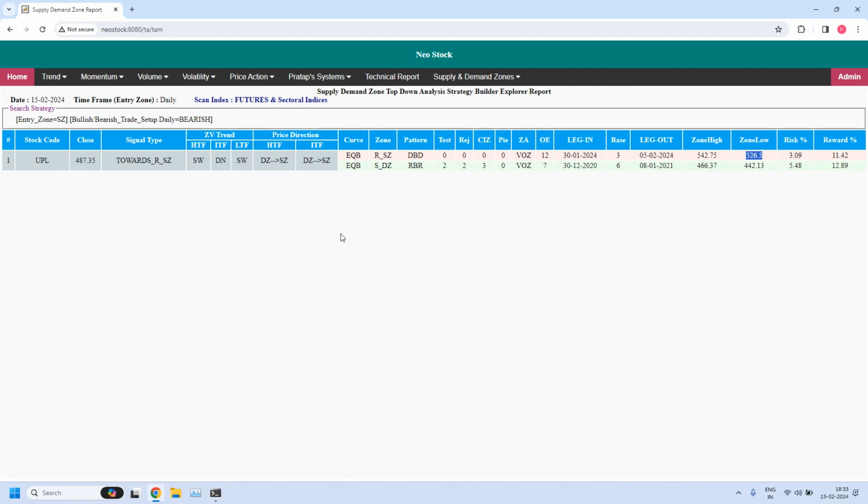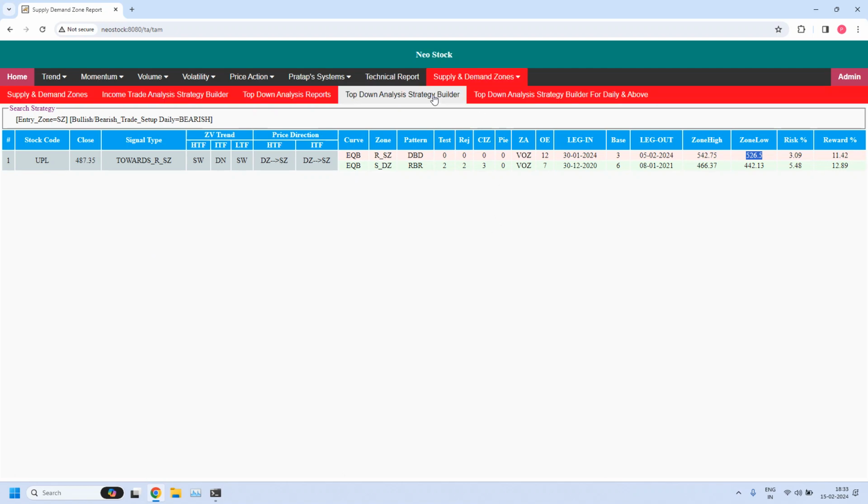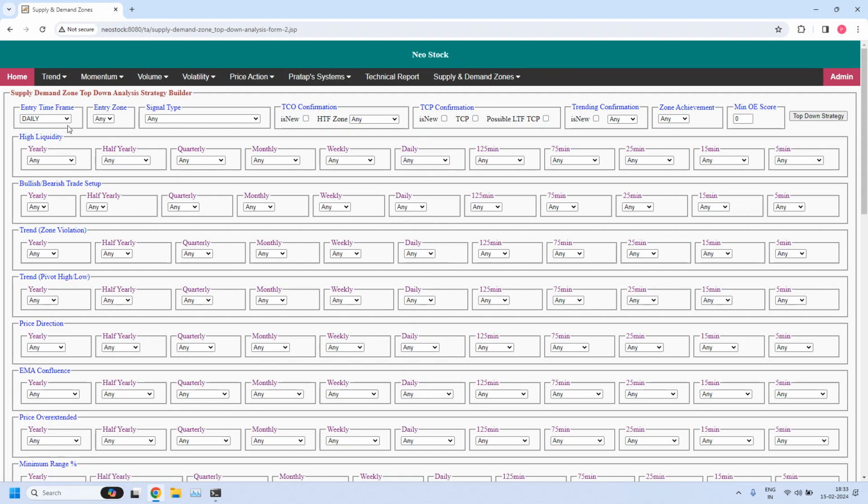Now let us look for weekly income trade, bullish and bearish setups. First, let us look into weekly income trade, bullish trade setup. In weekly income trade, entry zone, that is the LTF time frame, should be 75 minutes. Because it is a bullish trade setup, entry zone should be demand zone. And in the bullish or bearish trade setup parameter, this time for 75 minutes, I am selecting the value bullish.